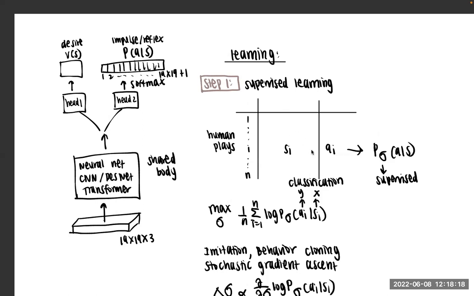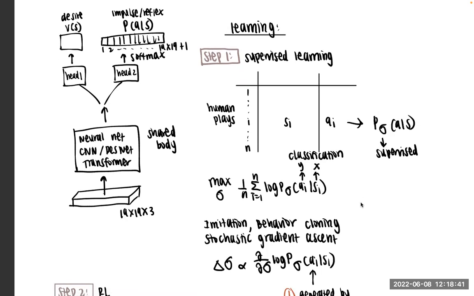You just collect a lot of pairs: this is the state, this is the action. Then you learn a conditional probability of A given S as a policy, and you write sigma to denote all the parameters in this neural network, where sigma stands for supervised. As I said in the beginning of this class, for supervised learning, we just need to maximize the average of the log likelihood of A_i given S_i. So A_i is almost like our Y, and S_i is like our X. So it's still a classification, with input and output.